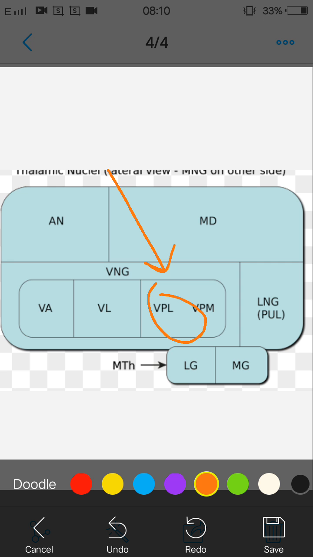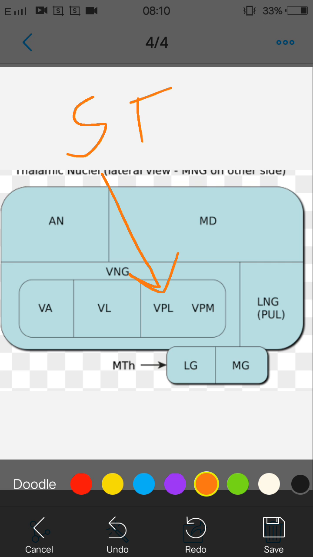I told you only two important sensory tracts: one is the dorsal column, medial lemniscal system, and the other is the spinothalamic system. These are the two basic sensory tracts. So input for the ventroposterior lateral nucleus is coming from the spinothalamic tract and the dorsal column, medial lemniscal system, and output is going into the cerebral sensory cortex.